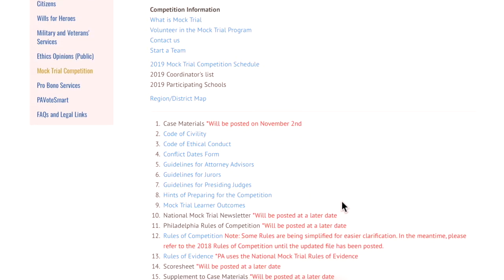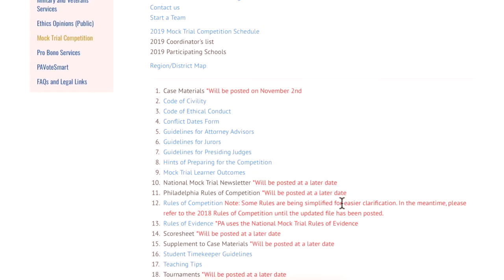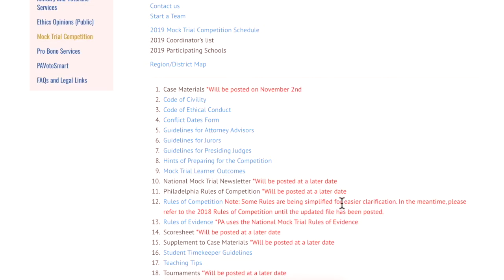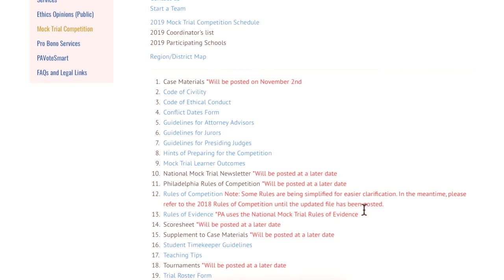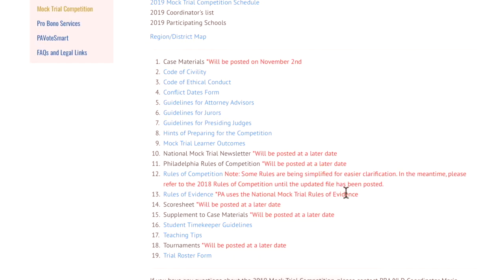Coming back out to the webpage, there's a newsletter that is going to be posted at a later date, as well as the Philadelphia rules of the competition for people who live and compete in Philadelphia.